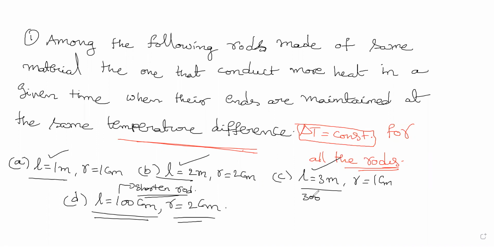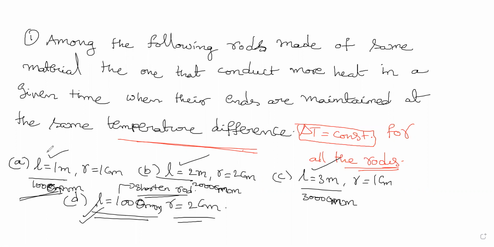I'll write once again so that you will understand. This is 3000 mm, this is 2000 mm, and this is 1000 mm, and this is 100 centimeters, which is also 1000 mm. Sorry, I should say mm. So we have 1000 mm here, here 1000, here 1000. We have to compare these two.